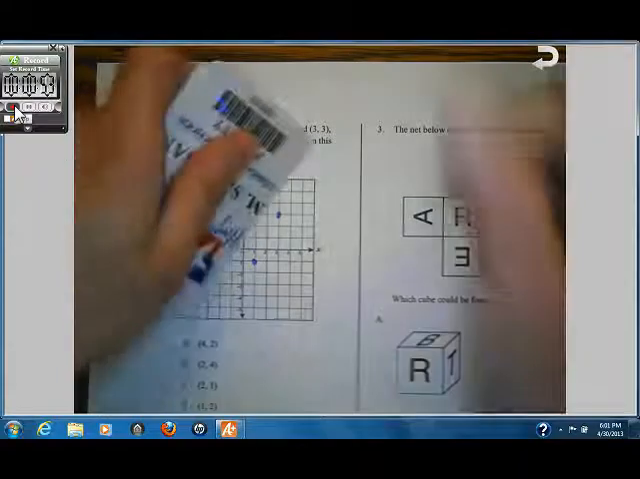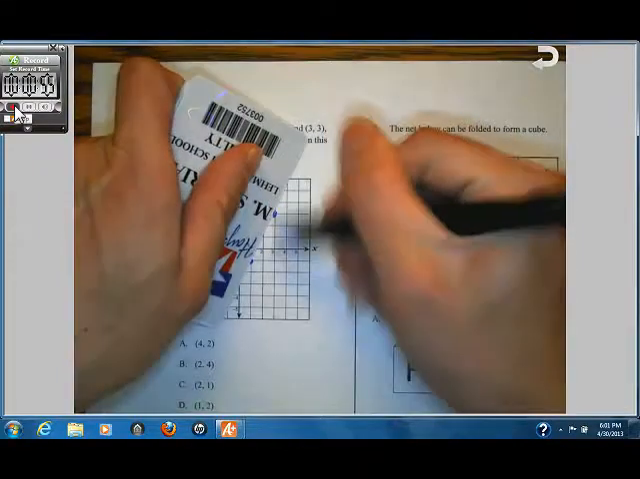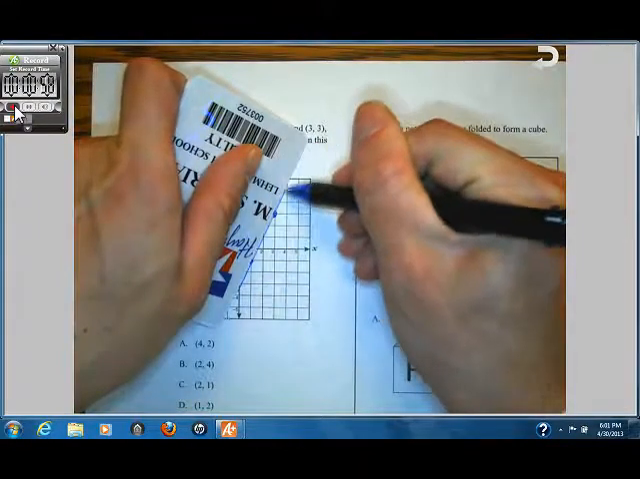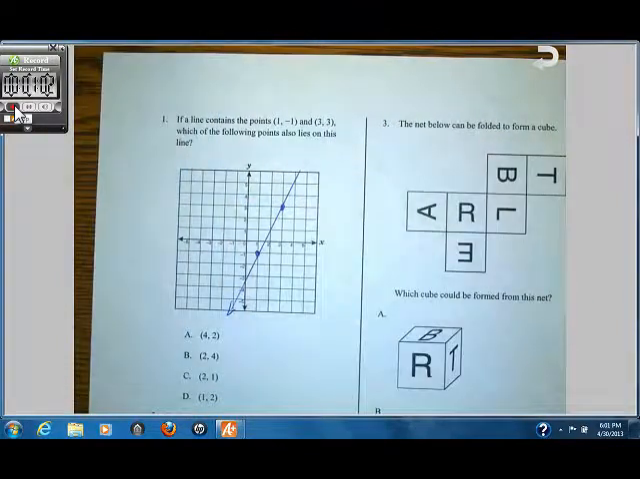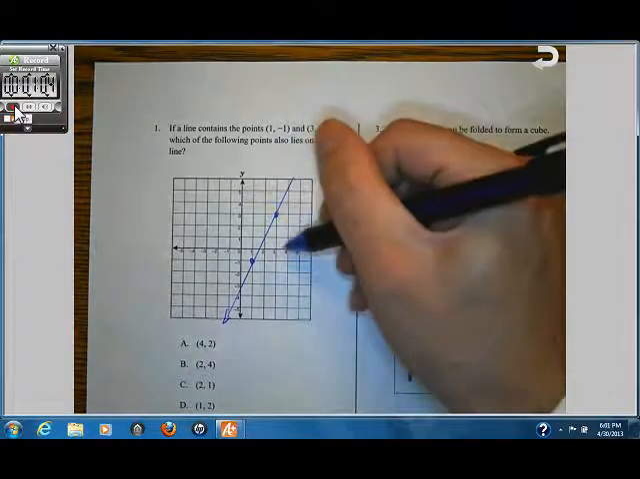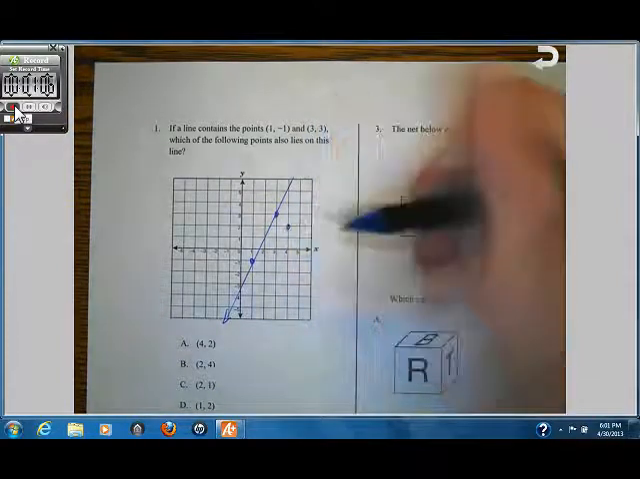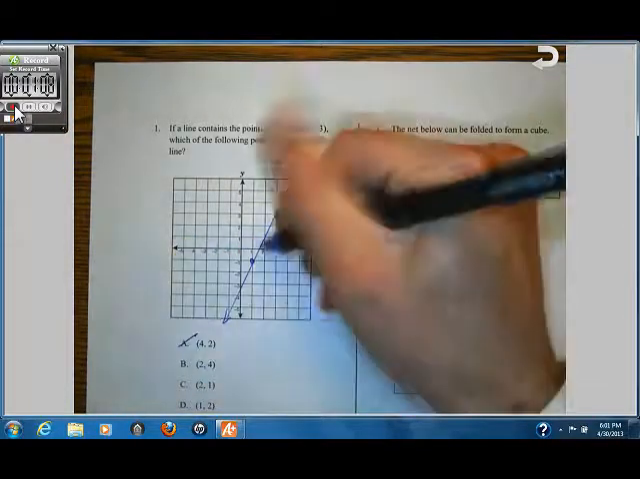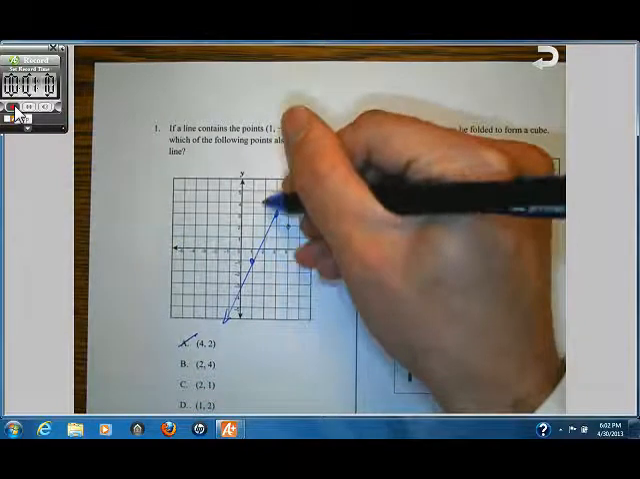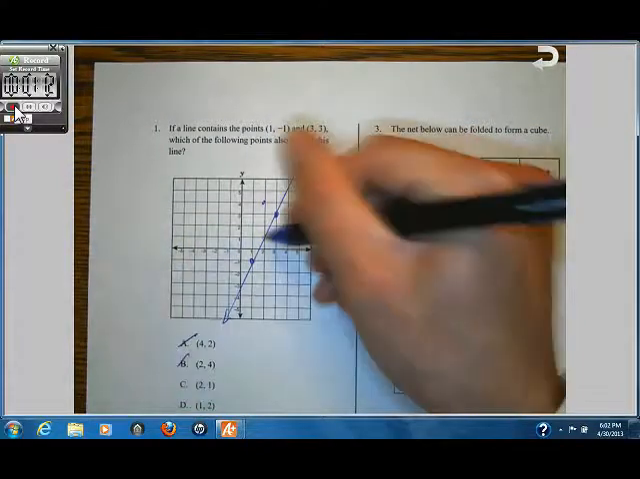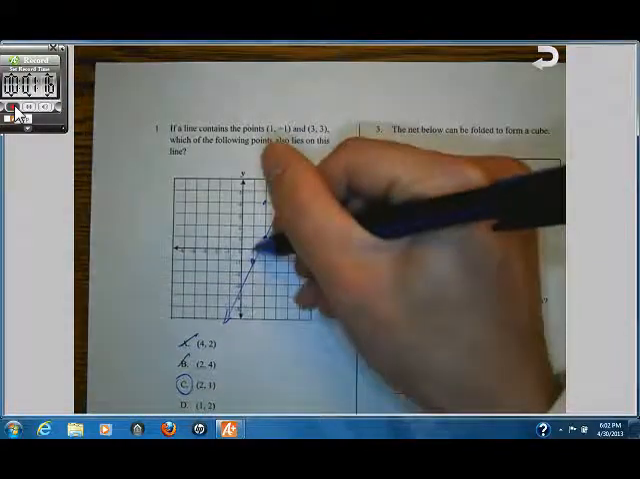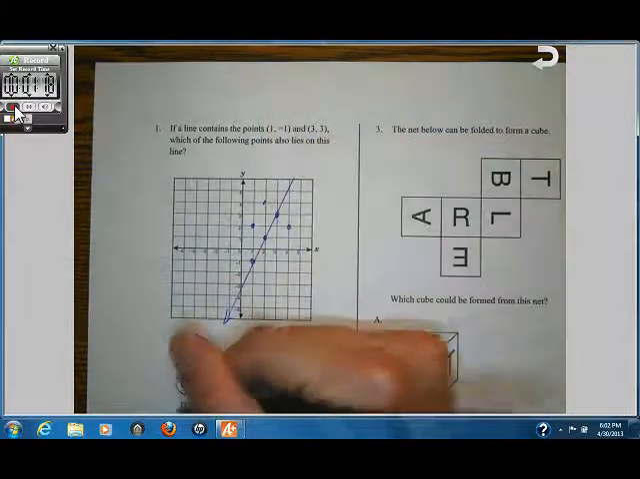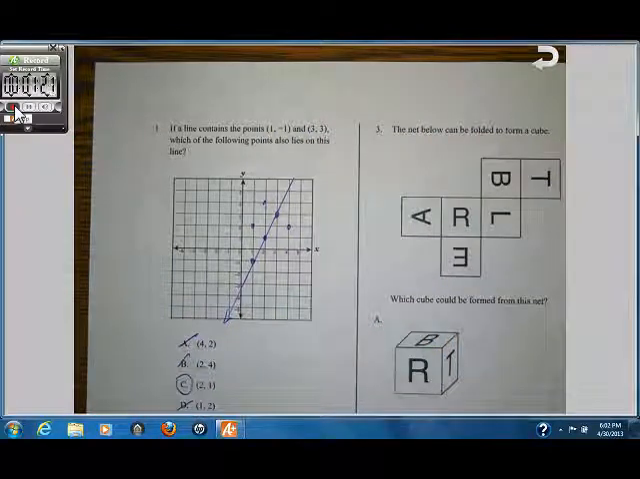So take our handy dandy ID card, draw the line, and then we start looking for points on that line. Well, if we go to where x is 4 and y is 2, that's clearly not on the line. Where x is 2 and y is 4, also not on the line. Where x is 2 and y is 1 is on the line. And where x is 1 and y is 2, clearly not on the line. So that was fun. Let's turn our attention to the next one.